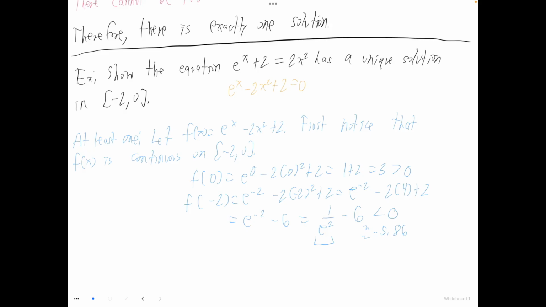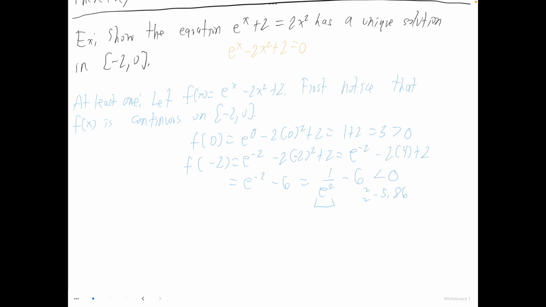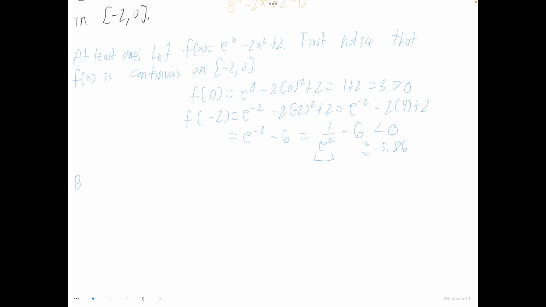Okay, so we see that we are greater than 0 at 0, and less than 0 at negative 2. So by the intermediate value theorem, there exists a value c where f of c equals 0. So the intermediate value theorem tells us that we've got to be 0 somewhere.